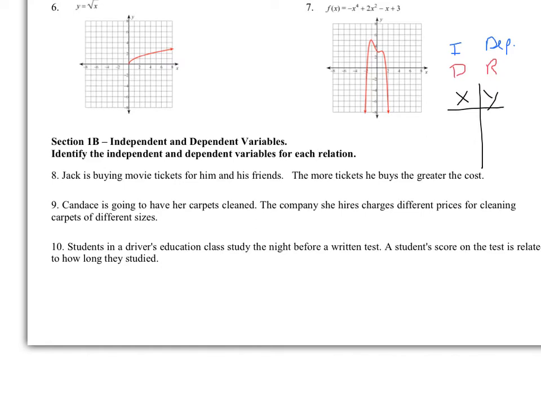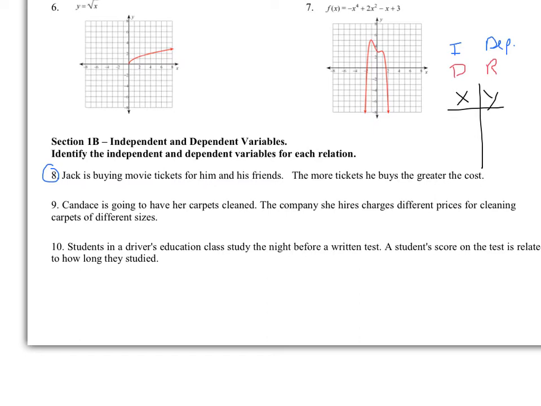So if you look at this question, number 8, it says Jack is buying movie tickets for him and his friends. Then they explain further that the more tickets he buys, the greater the cost. Well, that makes sense. If he buys a lot of tickets, it's going to cost him money. If he buys a lot more tickets, it's going to cost him more money. If he buys fewer tickets, it's going to cost him less money. So the cost depends on the number of tickets he buys.